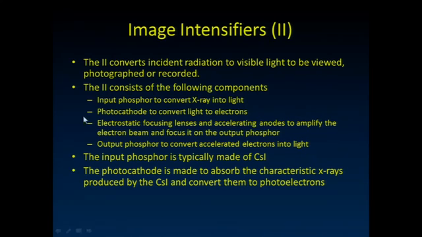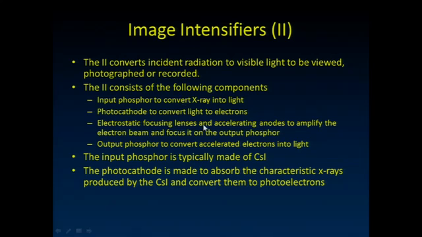An II consisted of an input phosphor that converted the X-rays coming in to light, and a photocathode that converted that light to electrons. The nice thing about electrons is that we could accelerate them because they have charge. We could use positively charged plates to accelerate them and have them strike another part of the II with much greater energy than they initially started with, giving us a brighter image.